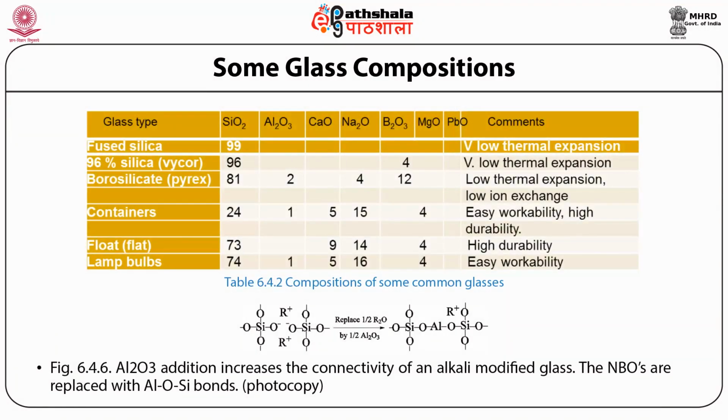You can see the figure of Al2O3 where Al2O3 addition increases the conductivity of an alkali modified glass. The non-bridging oxygens are replaced by Al-O-Si bonds. So on the left hand side, you can see that the NBOs, that is non-bridging oxygens, are getting replaced.